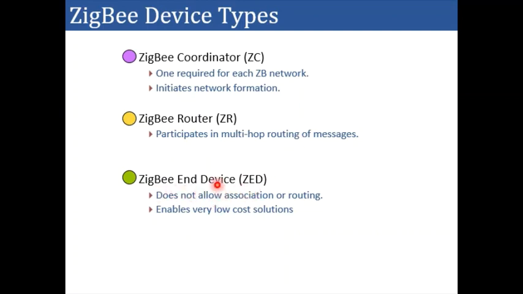A ZigBee end device is the device responsible for collecting the data from the field and participating in the data communication with the help of the ZigBee coordinator and router. The ZigBee end device does not allow association or routing because it is not built for coordination or routing capability. It is only a low-cost solution for data acquisition at the remote end.